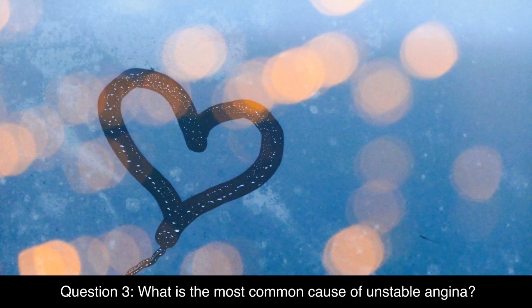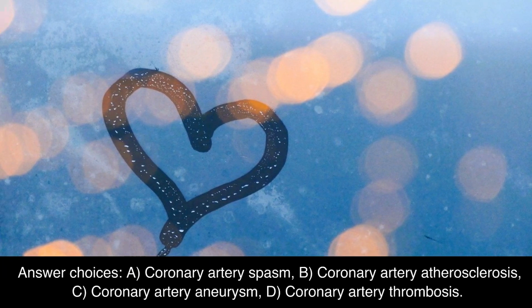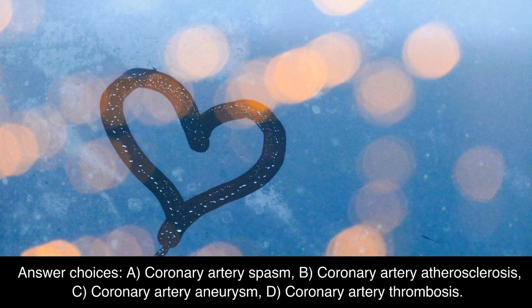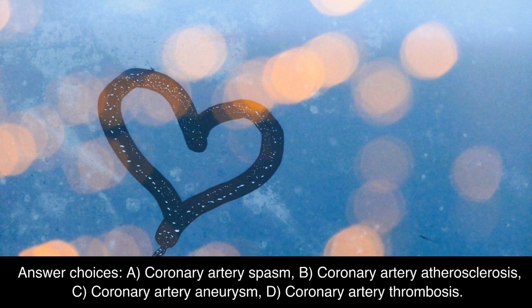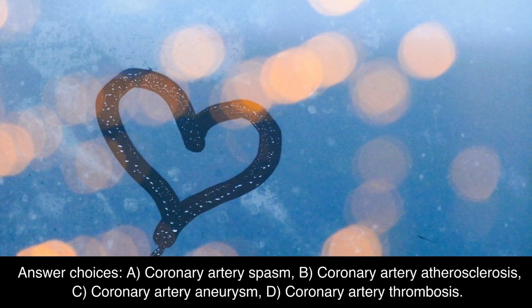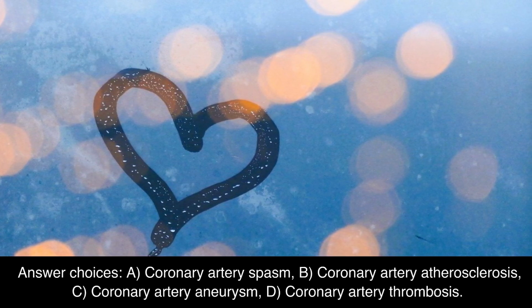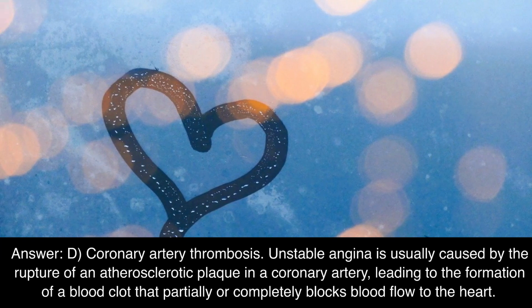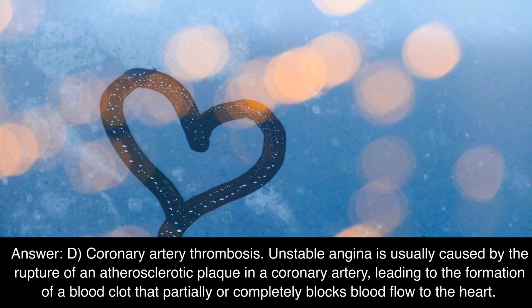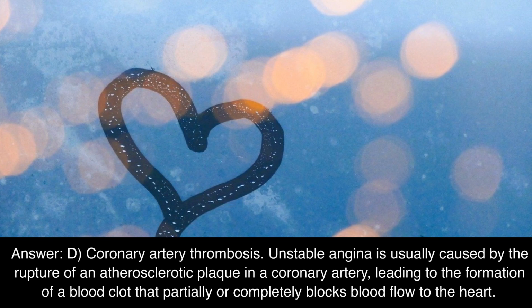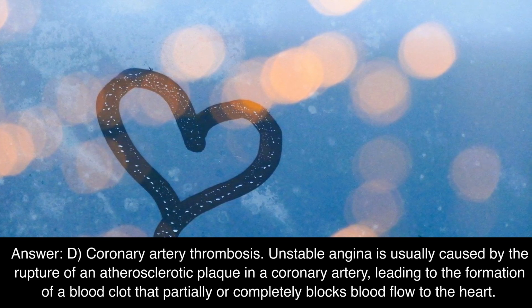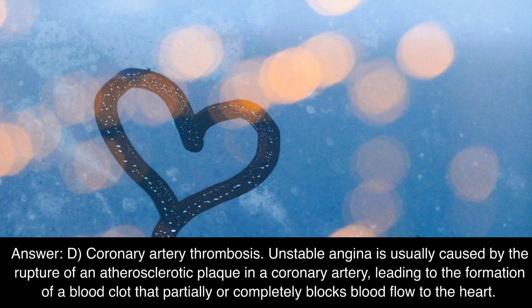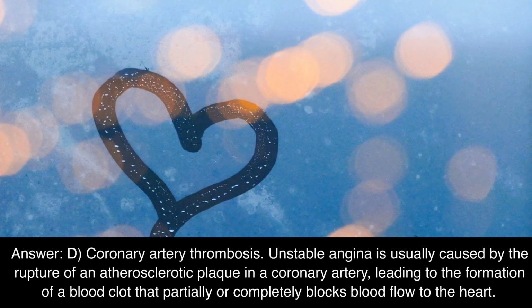Question 3. What is the most common cause of unstable angina? Answer choices. A. Coronary artery spasm. B. Coronary artery atherosclerosis. C. Coronary artery aneurysm. D. Coronary artery thrombosis. Answer. D. Coronary artery thrombosis. Unstable angina is usually caused by the rupture of an atherosclerotic plaque in a coronary artery, leading to the formation of a blood clot that partially or completely blocks blood flow to the heart.